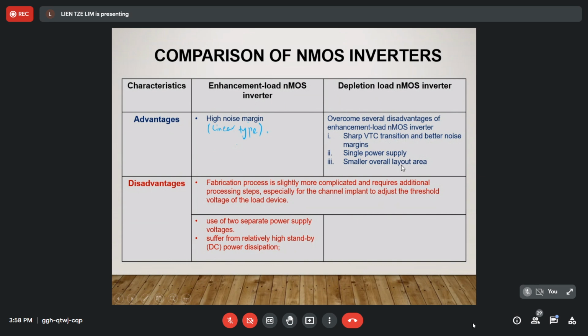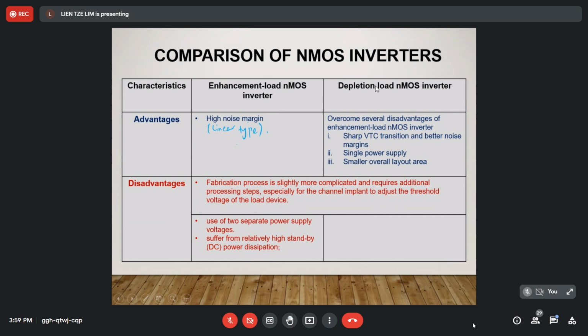And then the disadvantages for enhancement load. The fabrication process is slightly more complicated and requires additional processing steps, especially for the channel implant to adjust the threshold voltage of the load device. Another disadvantage is that enhancement load uses two separate power supply voltages, and suffers from relatively high standby DC power dissipation.